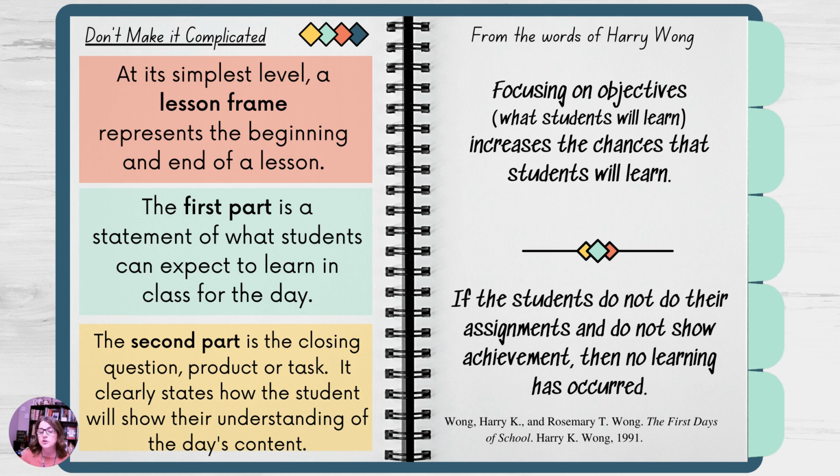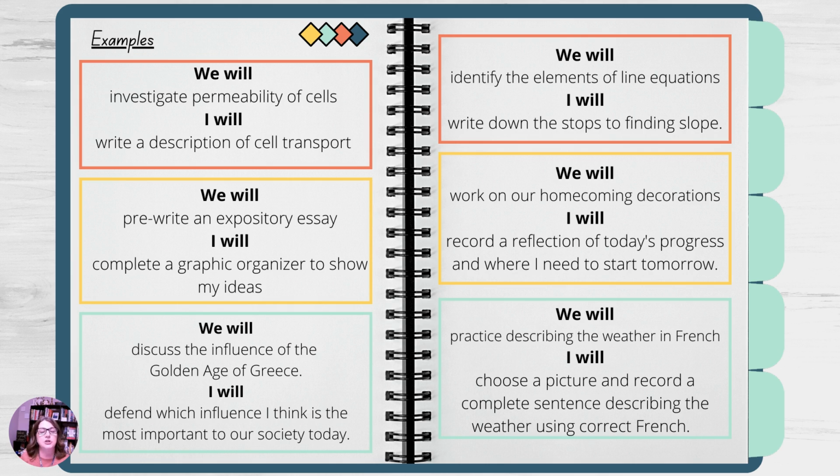If your students are not doing their assignments and they're not showing achievement, then really no learning has occurred. So the lesson frame is something that can help your students understand what they need to do. So here are some examples from different subject areas. Again, we're putting this into the simplest form for what we're going to do that day. So you can take a look at, I have a biology example, I have an English example, I have a social studies example, a math example.